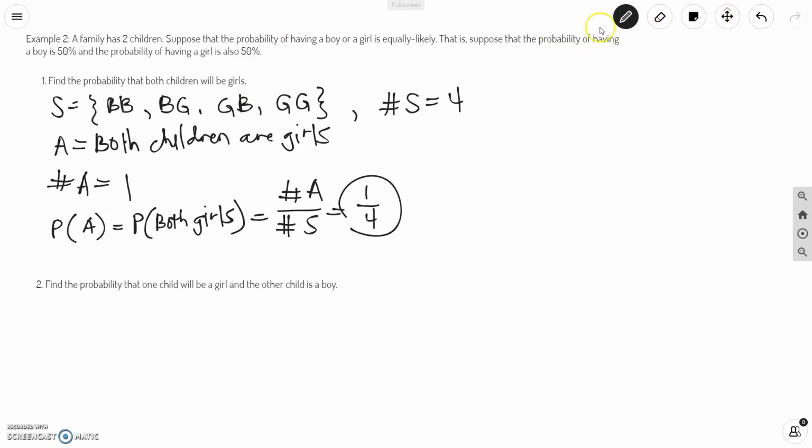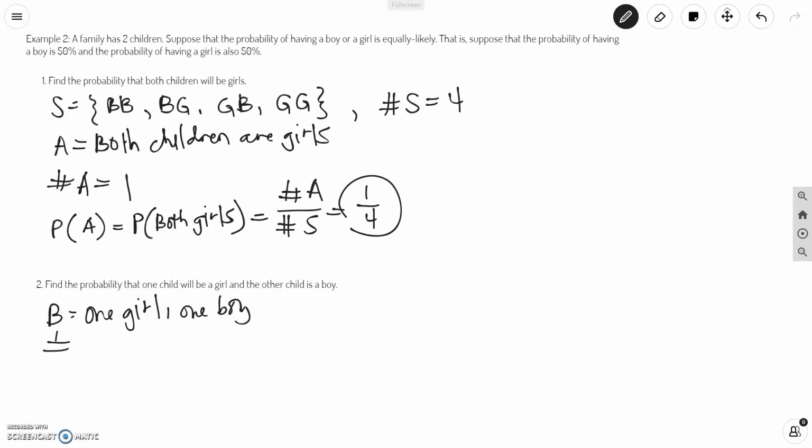Our following example is asking us to find the probability that one child would be a girl and the other child is a boy. So here we're dealing with 2 children. The sample space is still going to be the same, except that now we have a different event. We're looking for the probability that one child will be a girl and the other is a boy. So let me call that my event B. So 1 girl, 1 boy.